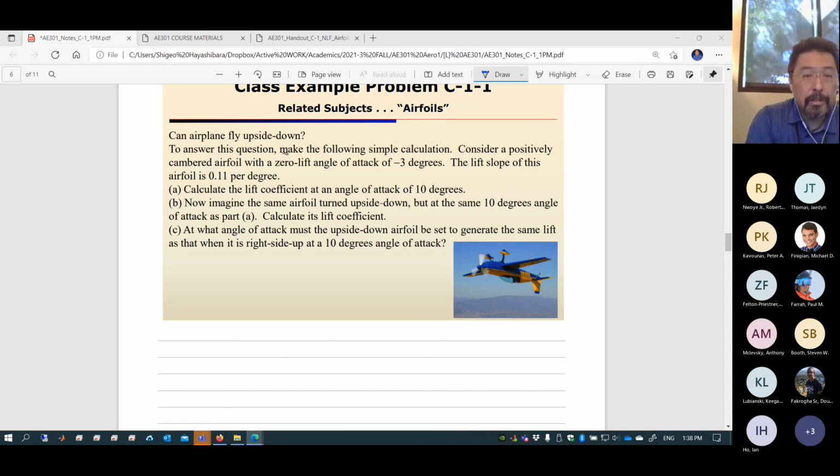So to answer this question, make the following simple calculation. Consider a positively cambered airfoil with zero lift angle of attack, alpha zero lift, of minus 3 degrees. The lift slope of this airfoil, which is A0, is 0.11 per degree.